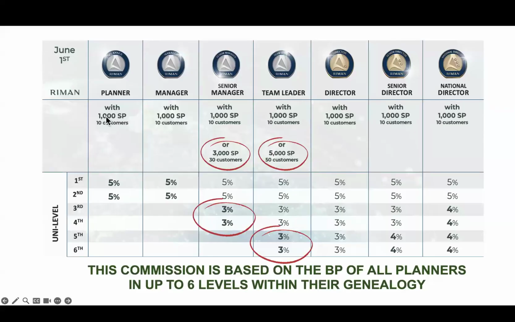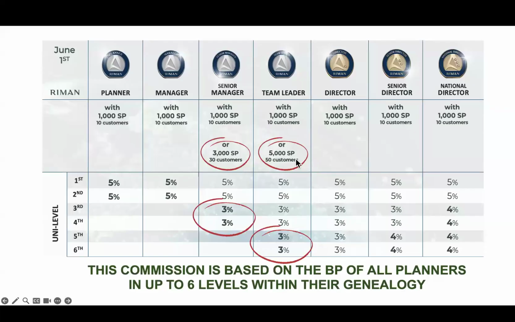Okay. So when you're a planner and you do 1,000 SP and 10 customers, you're going to unlock 2 levels of your uni level at 5%, 5%, manager as well, 5%, 5%, senior manager, 5%, 5%. However, if you go the extra mile and do 3,000 SP and 30 lifetime customer accounts, it'll unlock you an additional 2 levels of 3% and 3%. So you're going to get paid on 4 levels if you do the extra work.